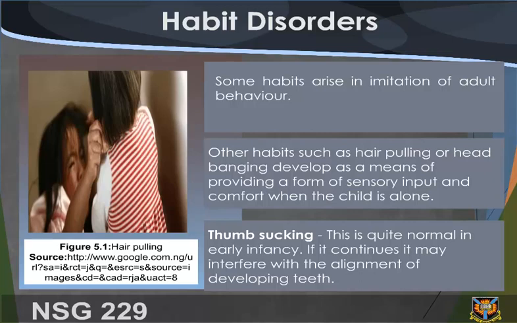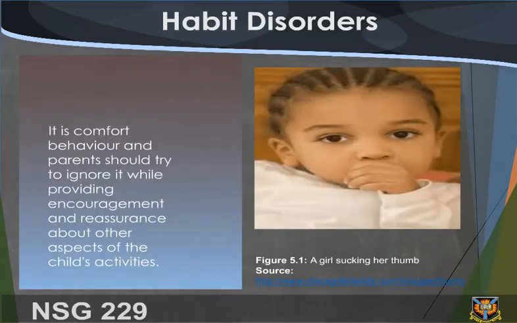Thumb sucking. This is quite normal in early infancy. If it continues, it may interfere with the alignment of developing teeth. It is comfort behavior, and parents should try to ignore it while providing encouragement and reassurance about other aspects of the child's activities.